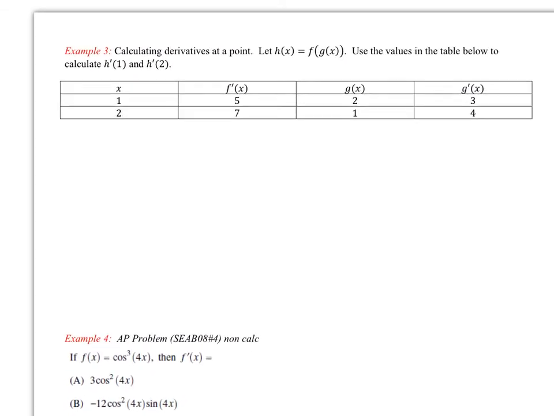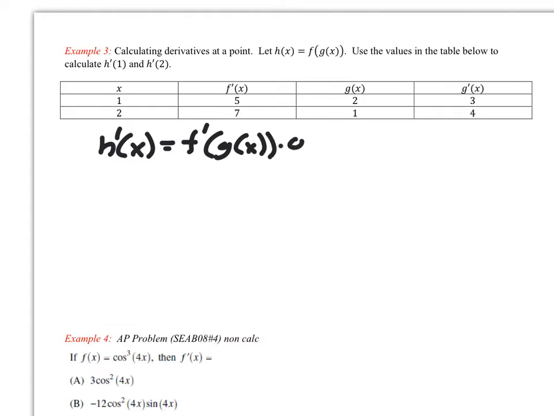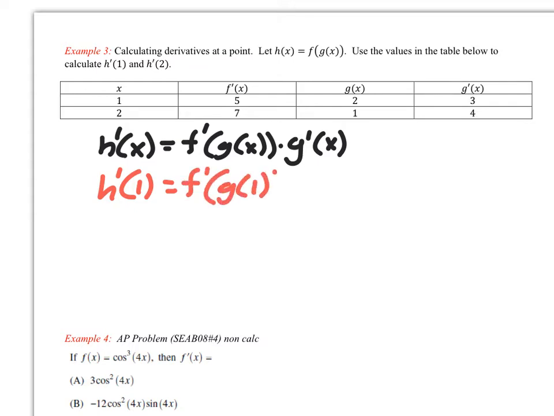Okay, calculating derivatives at a point. Let h of x equal f of g of x. Use the values in the table below to calculate h prime of 1 and h prime of 2. So first of all, what would h prime of x equal? Well, that would equal f prime of g of x times g prime of x. So if I want h prime of 1, I'm going to plug a 1 in here. So I want f prime of g of 1 times g prime of 1.